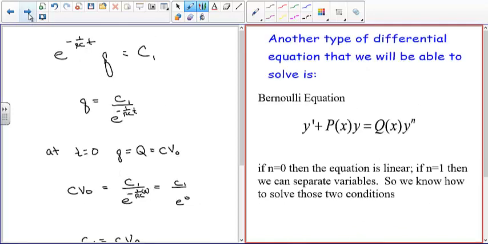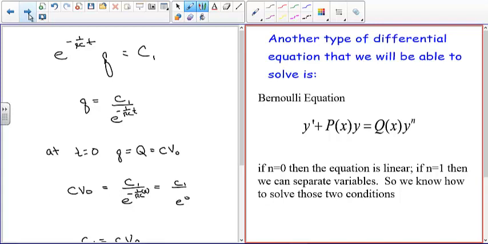Okay, so the last thing we're going to talk about in this chapter is how to solve Bernoulli's equations. So the Bernoulli equation looks very similar to what we've been solving relative to a first order linear differential equation. The only difference is, instead of just having q of x on the right hand side, we have this additional term which is a nonlinear term involving y. And it can be y raised to any power.